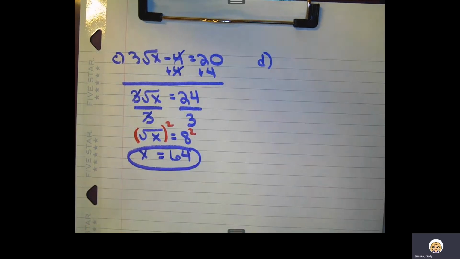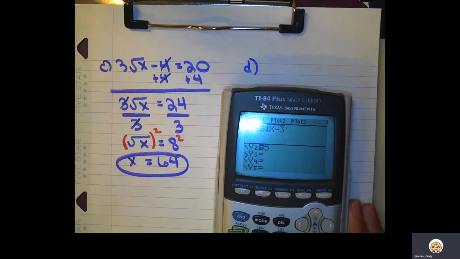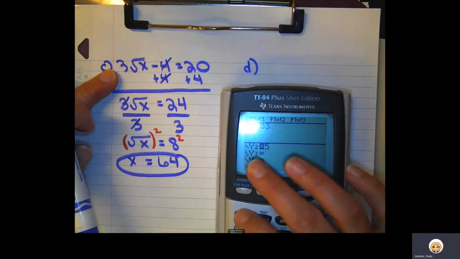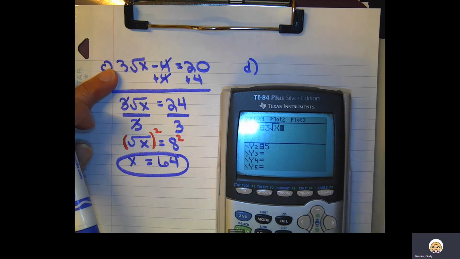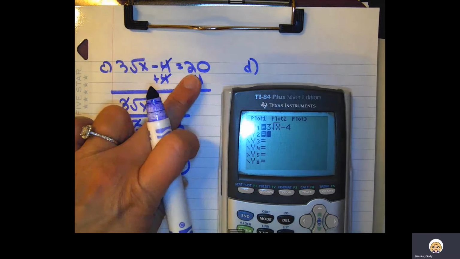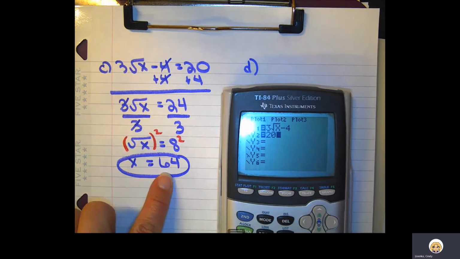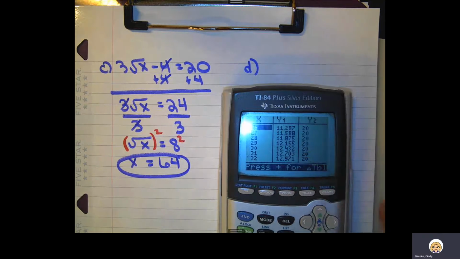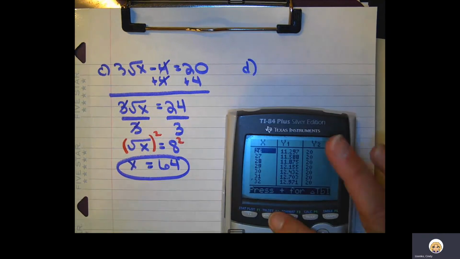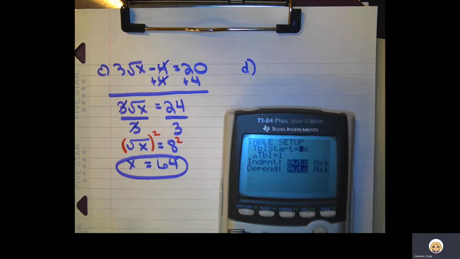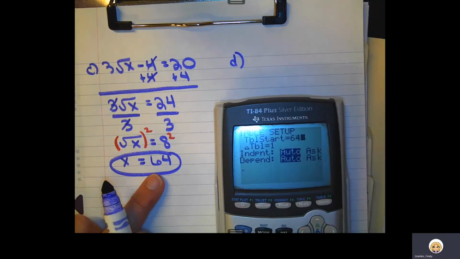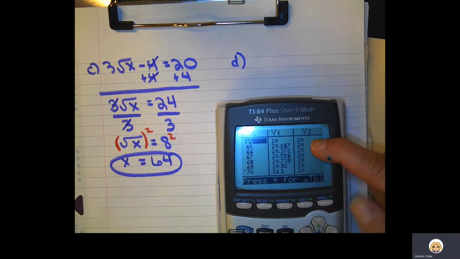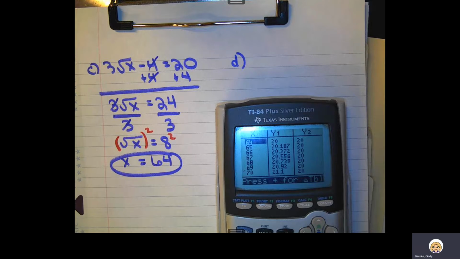I'm going to go ahead and check my answer real quick. I go to y equals. I type in the whole left side. So we have 3 radical x minus 4. On the right side of the equal sign, we have a 20. My answer is 64. So if I go to my table, I'm not even close to 64. So to make it 64, I'm going to hit second window. And I want my table to start at 64. Now I go back to my table and my answer should be right there. Matching y's means I did it correctly.